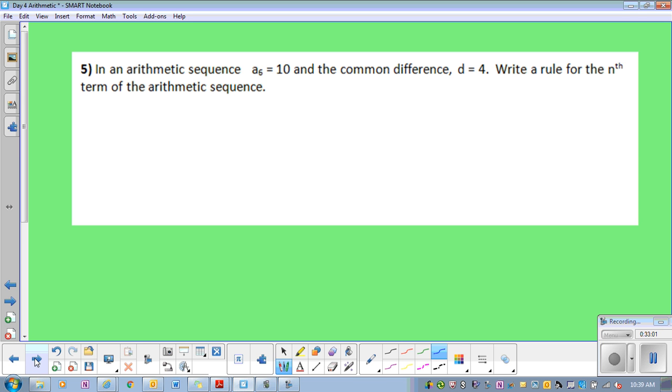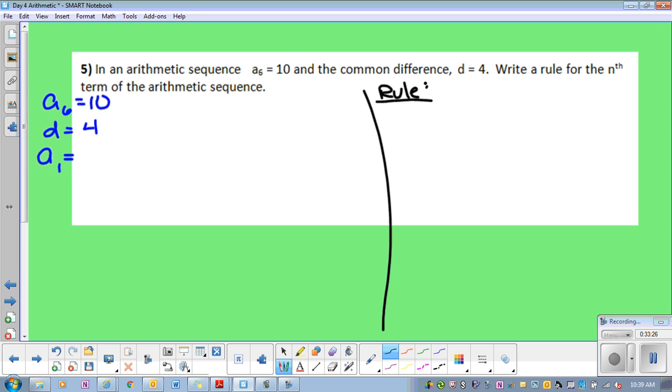Alright, so let's try another one, okay? In an arithmetic sequence, a sub 6 equals 10, d equals 4. What do I need to find? A sub 1. And then we need to write the rule. So let's do this, and we'll write the rule over here. We need to find a sub 1 over here. A sub n equals a sub 1 plus n minus 1 times d. That's what I need to start with. You know d, which is 4. What is n?